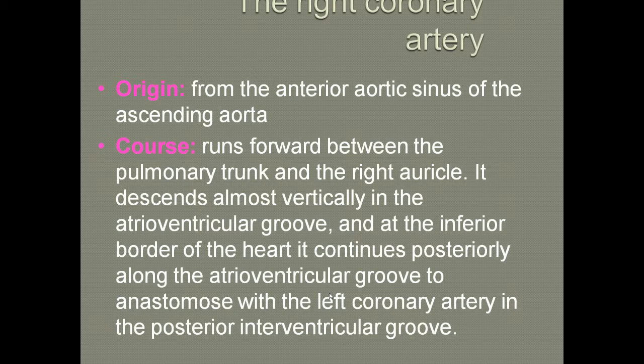The right coronary artery takes origin from the anterior aortic sinus of the ascending aorta. Then it runs forward between the pulmonary trunk and the right auricle. It descends almost vertically in the atrioventricular groove, and at the inferior border of the heart, it continues posteriorly along the atrioventricular groove to anastomose with the left coronary artery in the posterior interventricular groove.